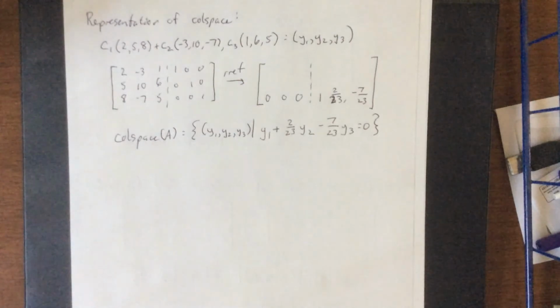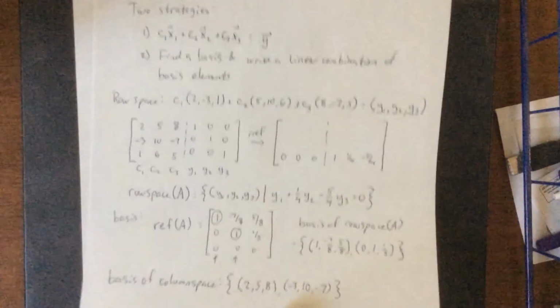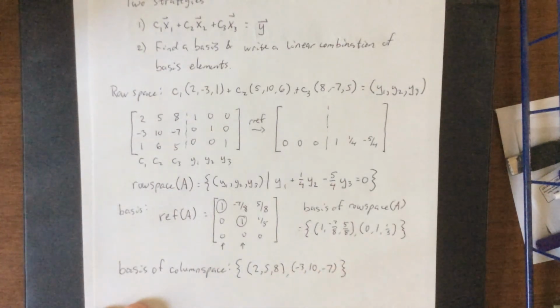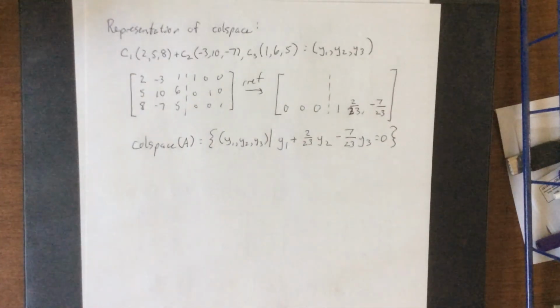And I would imagine that if we took our two basis elements from the other side and plugged them into this equation, we would wind up getting identities from both of these as well. So yeah, those are the two different ways that you can figure out a representation of the row space or the column space of a matrix.